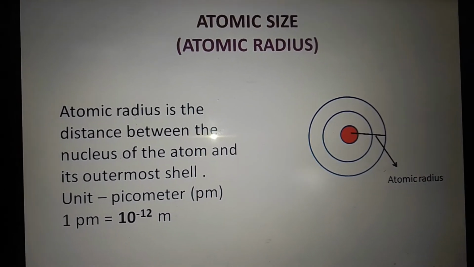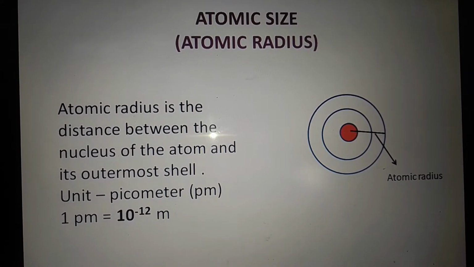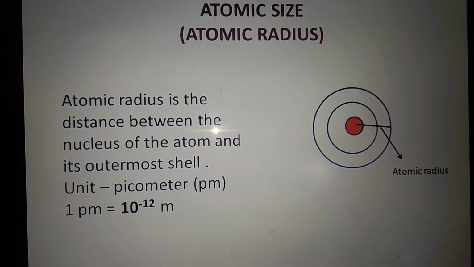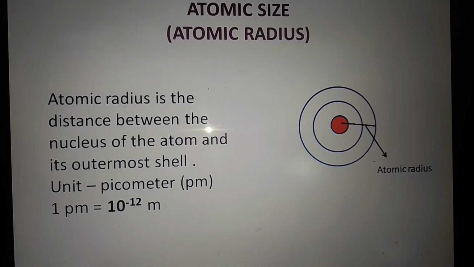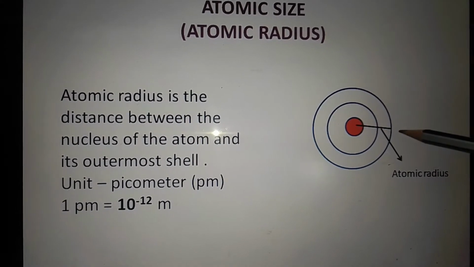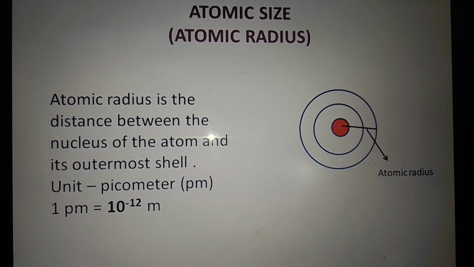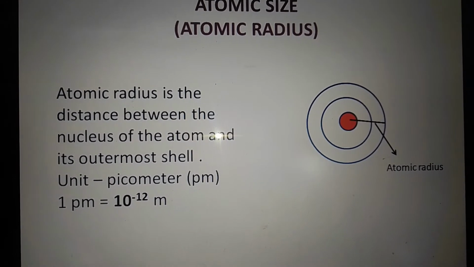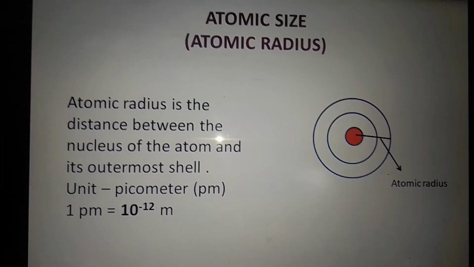Thus atomic size or atomic radius is the distance between the nucleus of an atom and its outermost shell. This atomic radius is measured in picometer, that is the unit of atomic radius. Means if the distance from the nucleus to the outermost shell is 4, then it is 4 picometer. And 1 picometer is equal to 10 to the power minus 12 meter. This is about the atomic radius.